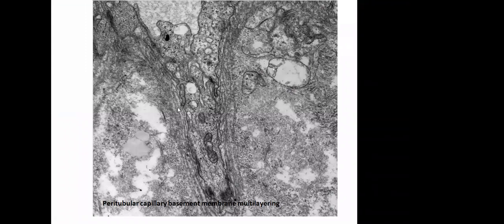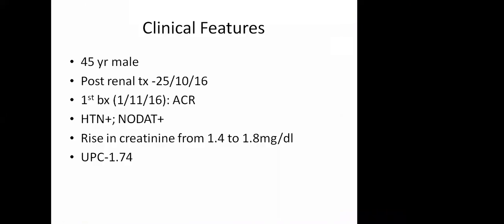Because this was a case POD 5 months, absolutely normal looking morphology. But when you look at the peritubular capillary, there was significant multilayering of the peritubular capillary. So this is a peritubular capillary, this is the endothelial cell, and you can find around 6 to 7 layers or more. If you find more than 7 layers in any PTC, that is peritubular capillary basement membrane multilayering.